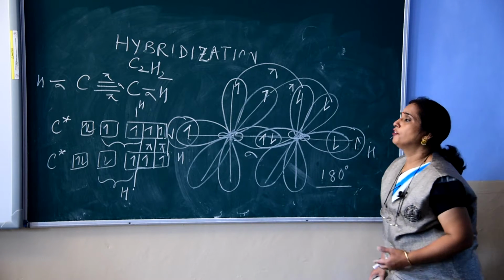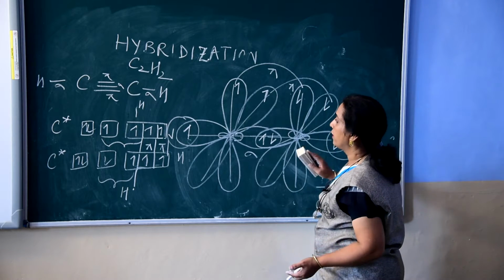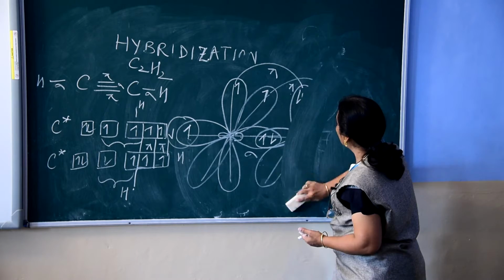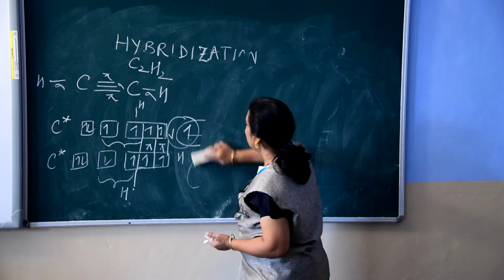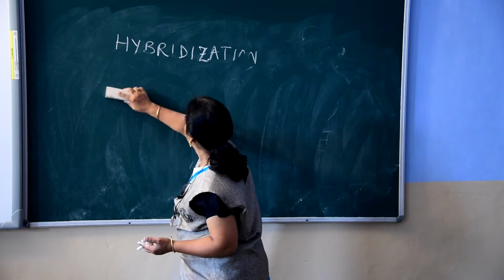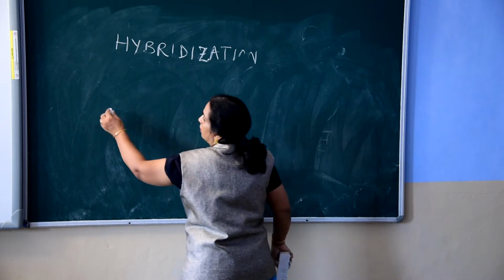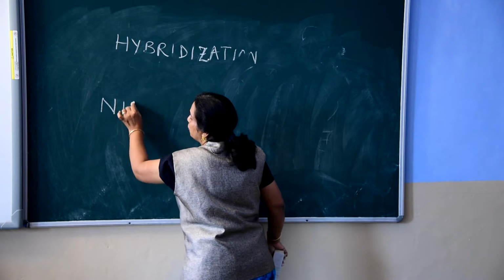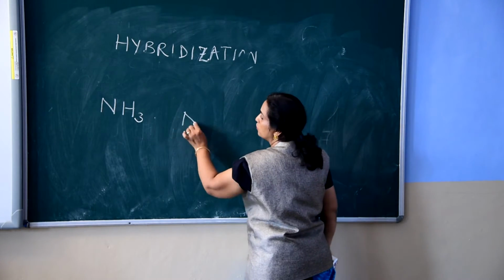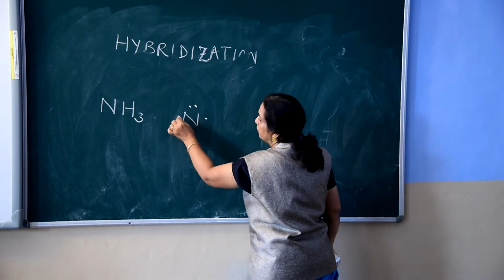If we consider a few more examples of inorganic molecules, like ammonia, NH3. In ammonia, nitrogen has 5 electrons in its valence shell.